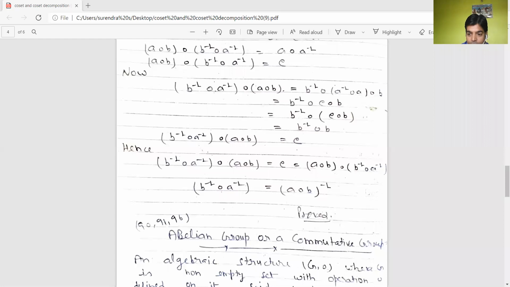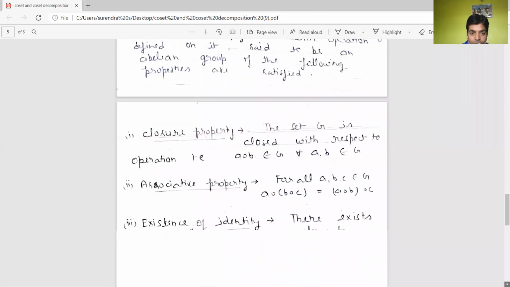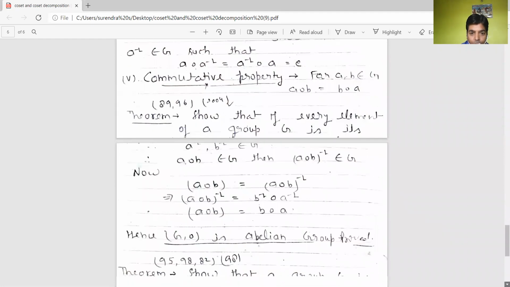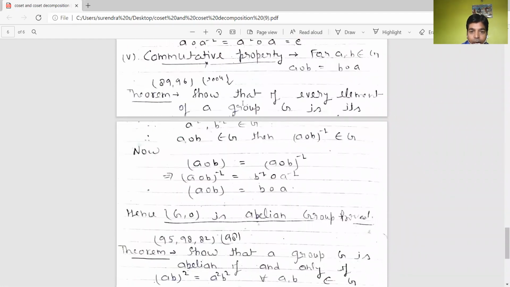By the commutative group property, if A, B belong to G are two elements which belong to G, then A operation B is equal to B operation A; this is called the commutative property. Now we will discuss some properties of the abelian group. This was the definition of the commutative group.